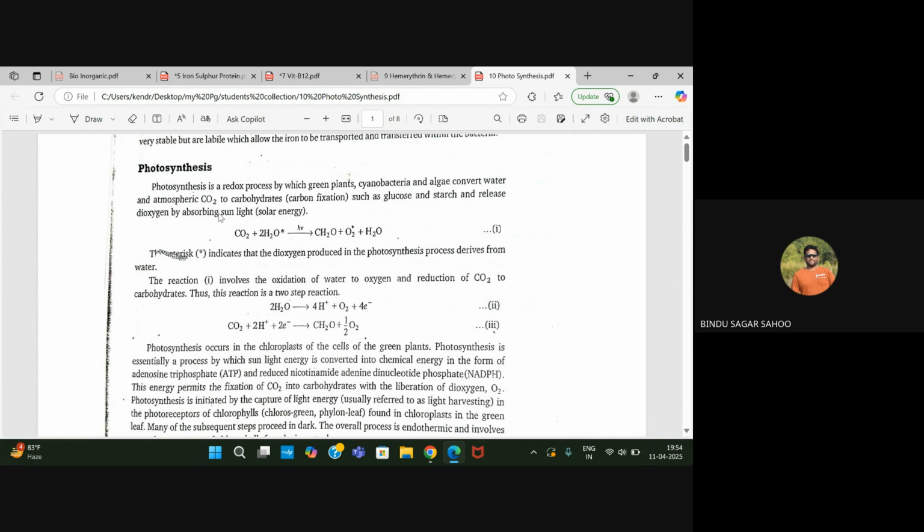So here there is a star mark. You can check, there is a star mark and it is forming a carbohydrate. That means this is not the formula of carbohydrate. This is the empirical formula. If you write the actual formula, this will be C6H12O6, and CH2 is the simple representation of its empirical formula.